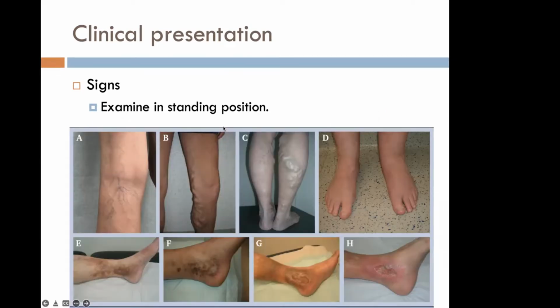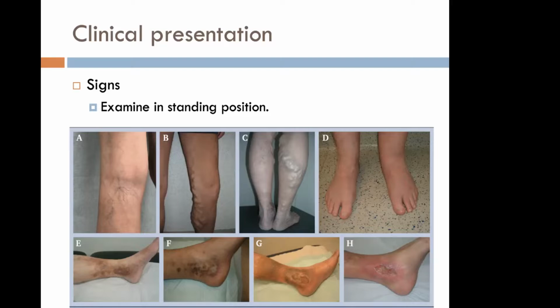Now, on clinical examination, there are a number of important things. Yes, we'll assess the patient generally as one would under normal circumstances, but these patients should be examined in the standing position because this is where the signs will become more apparent. What you're seeing on A there is a patient who's got reticular veins. So reticular veins are typically veins which measure between 1 to 3 millimeters in diameter. Or they have what you call telangiectasia. Now, telangiectasias are veins located in the dermis. They measure up to 1 millimeter in diameter.